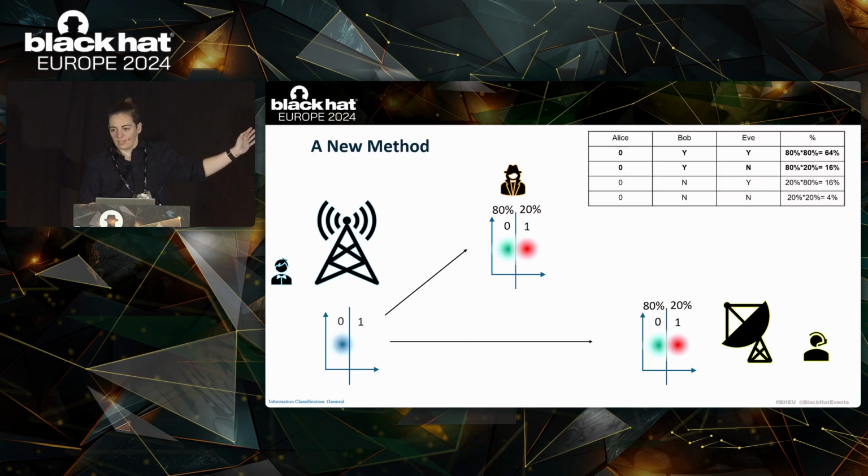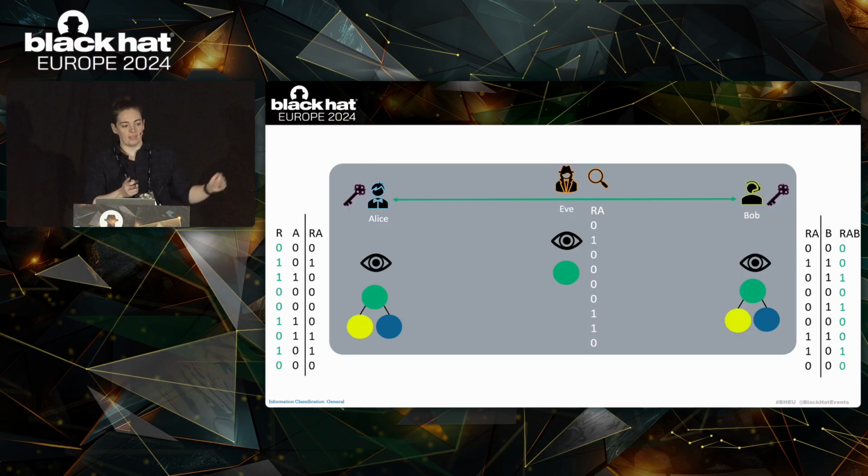I've used the example of signals here to get this across, but we can simulate this very, very easily. So Alice creates some string of numbers R. It's all very familiar. She also creates another set of numbers A.